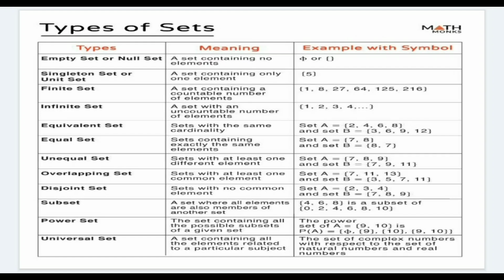Then equivalent set, sets with the same cardinality. Then equal set, sets containing exactly the same elements. Then unequal set, sets with at least one different element. Then overlapping set, sets with at least one common element. Then disjoint set, sets with no common element. Then subset, a set where all elements are also members of another set. Then power set, the set containing all the possible subsets of a given set. Then universal set, a set containing all the elements related to a particular subject.